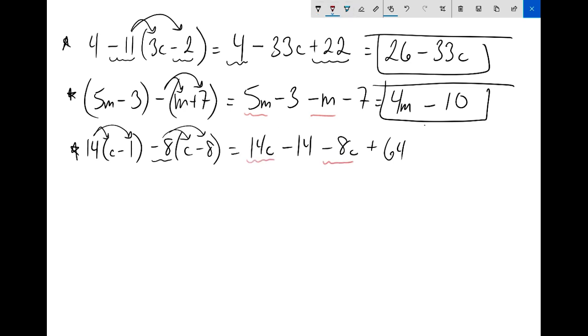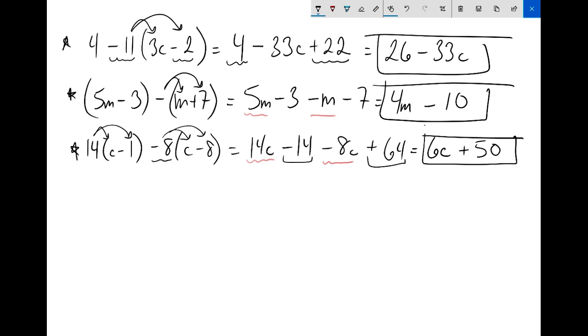Okay, so now we've got to clean this up a little bit because we've got some c terms. I've got 14 c's, and I've got minus 8 c's, so that would leave me with how many c's? 6c. And then here I've got minus 14 plus 64. If I'm at minus 14, I add 64, what are we really doing here? Where's this going to land us? Positive 50. Because that's really the same as 64 minus 14.